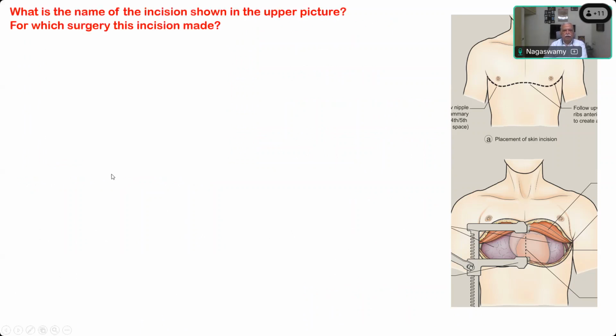What is the name of the incision shown in the upper picture here? For what surgery is this incision made? The dotted line is the incision. It goes like this.